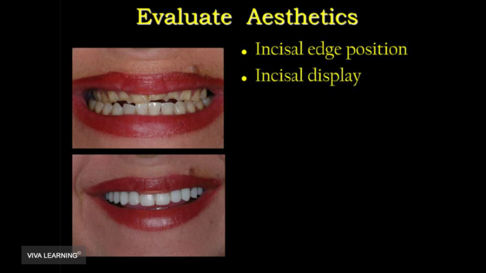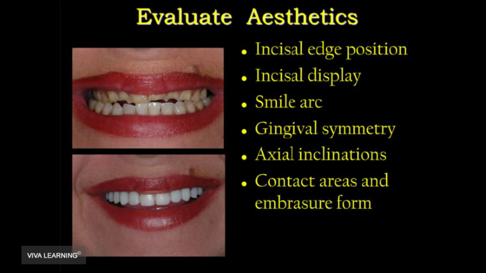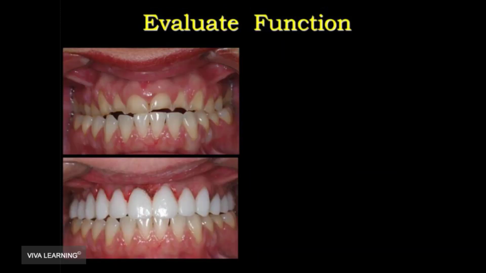So the first thing we're going to do is go through our smile design principles, and we're going to evaluate things like incisal edge, incisal display, smile arc, gingival symmetry, axial inclinations, contact areas and embrasure form, tooth proportion, and buccal quarters. These are all of the things that we see from our smile design principles that we are able to evaluate in our provisionals to see if it satisfies the requirements of being acceptable. And if it is, and we know that the patient's happy, we feel very confident when we go ahead and confirm that with the laboratory via pictures and via impressions of our temporaries that we're going to be able to satisfy the patient from the aesthetic standpoint.